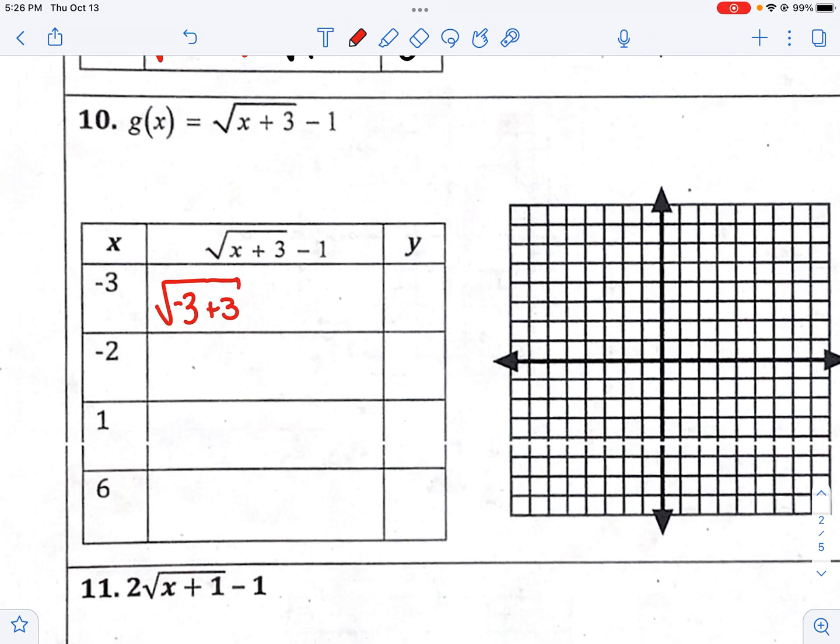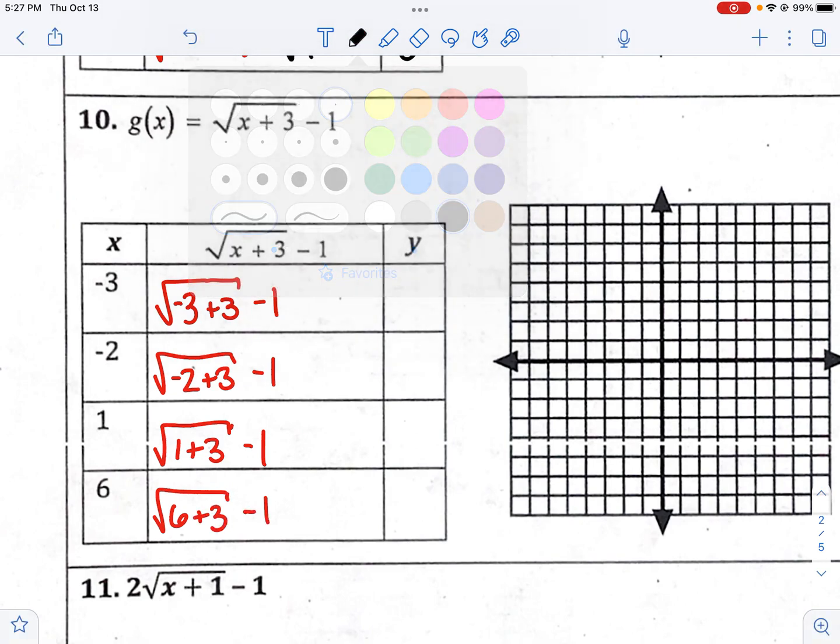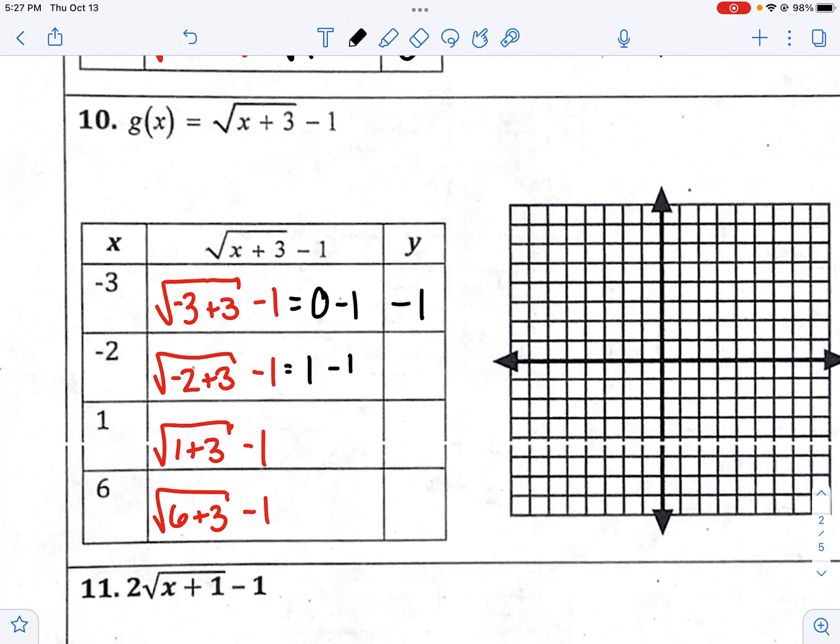So -3 plus 3. Make sure that -1 is not under the radical. -2 plus 3. -1 not under the radical. Okay. So first thing we need to know is, really that's the same thing as saying 3 minus 3. So square root of 0 is 0 minus 1. 3 minus 2, well, that's 1. Square root of 1 is 1. Minus 1 is 0.